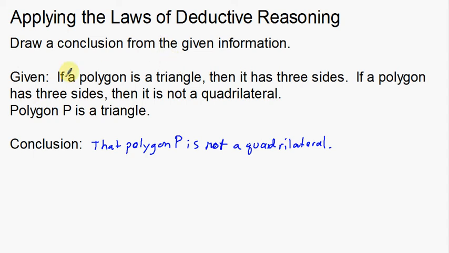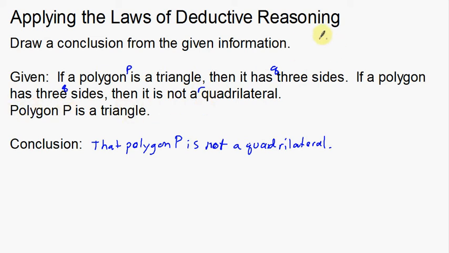Notice here that we have some statements. If a polygon is a triangle, we have some hypothesis. Here's a hypothesis P, so we'll start there. Then it has three sides. There's a Q there. If a polygon has three sides, there's Q again. Then it is not a quadrilateral. That's a new one, so we call that R. So notice I'm using P, Q, and then Q, R. This should ring a bell that this is the law of syllogism. This is the logical progression of the law of syllogism.